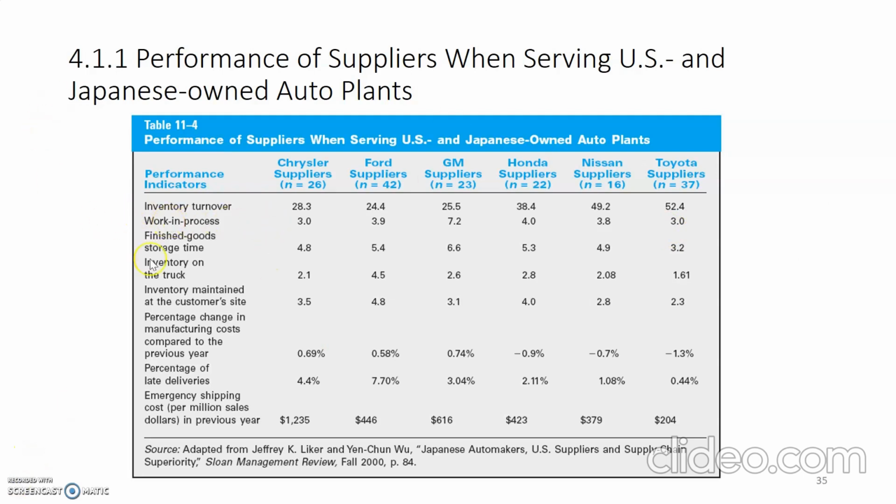Next, you can put your focus on the work in progress. GM especially has so much work in progress, which is in general not so good. Honda, Nissan and Toyota average 3.8 and 4. Finished goods storage time: less storage time is better. They look similar, but in general, again, Japanese companies have less storage time.